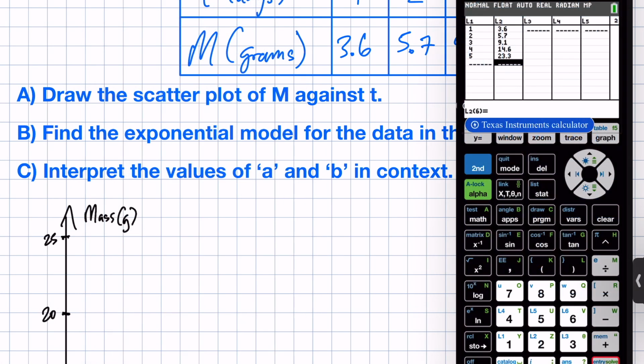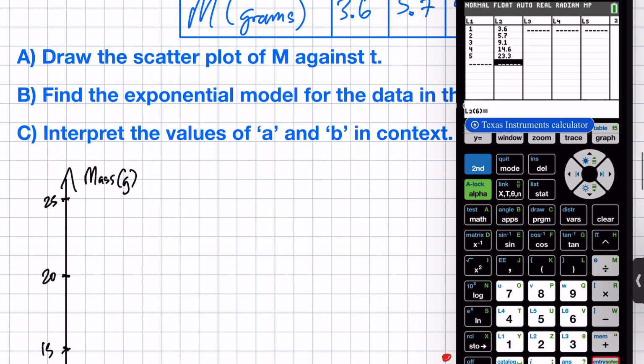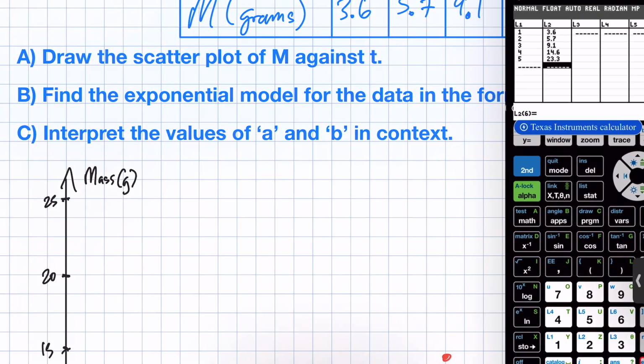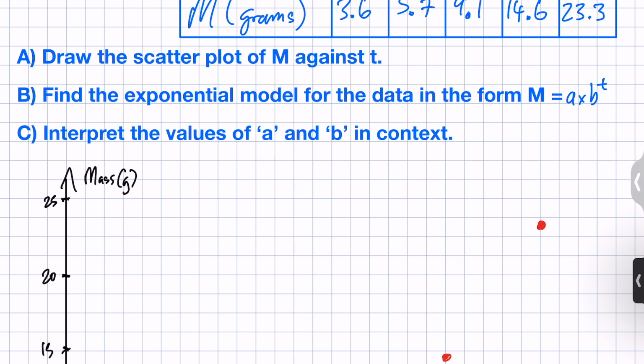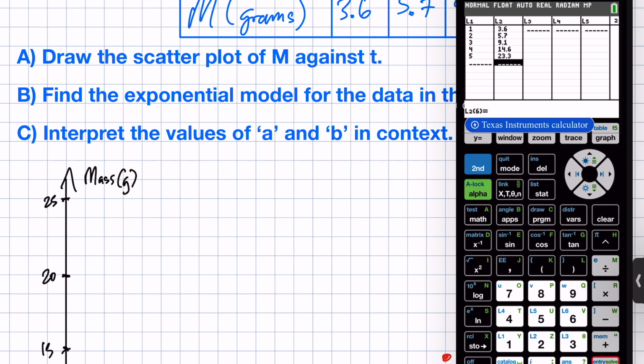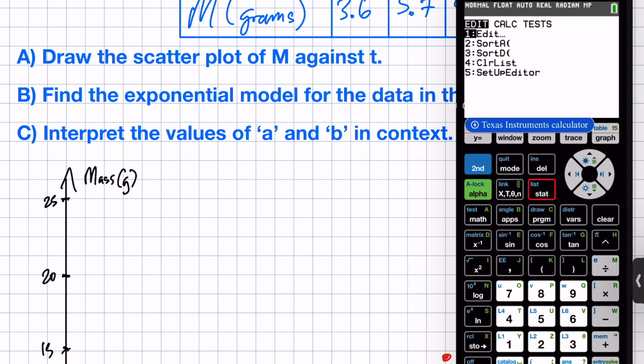So I've put my data into the calculator and it's asking me, can you find the exponential model for the data in the form m is equal to a times by b to the power of t? Someone remind me, how do I find the exp reg? What do I press now? I've put the data in. Stat. Calc, scroll down to 0 and go exp reg.